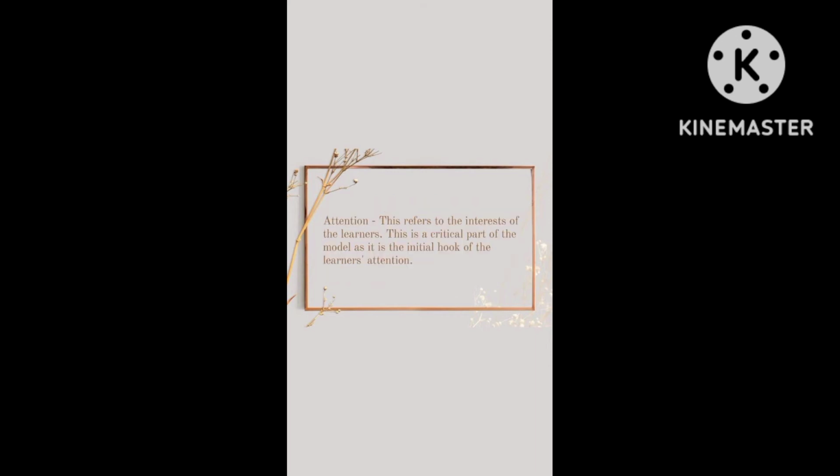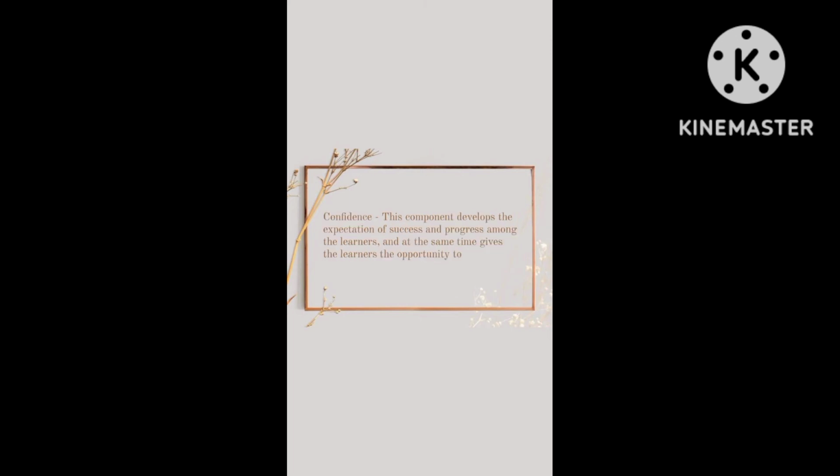Number 1 is attention. This refers to the interest of the learners. This is a critical part of the model as it is the initial hook of the learner's attention. And the second is relevance. This component refers to the usefulness of the learning content so that the learners could create a connection between it and the real world.